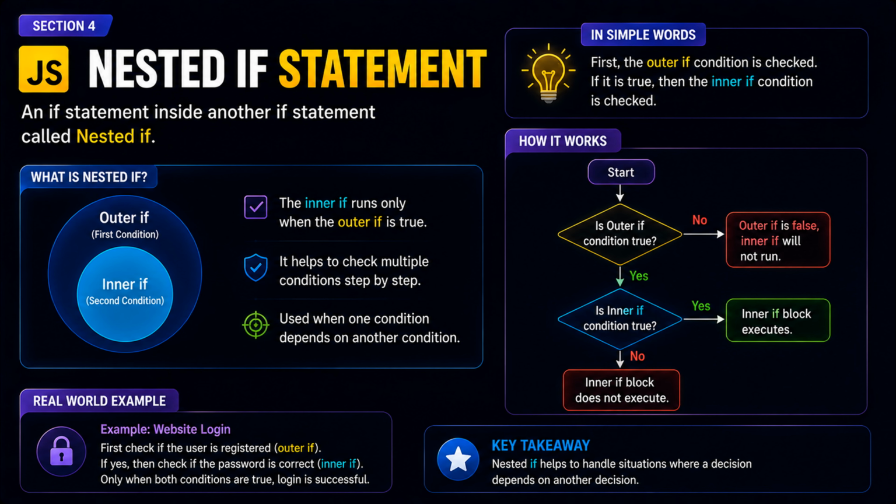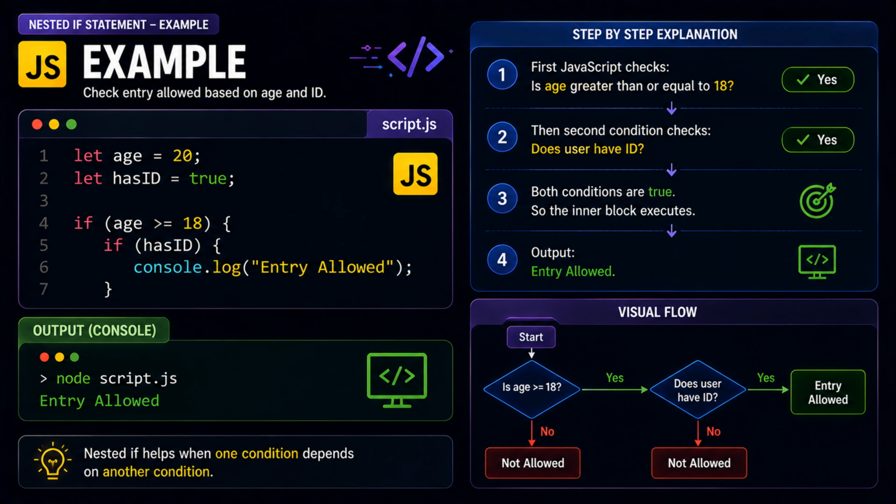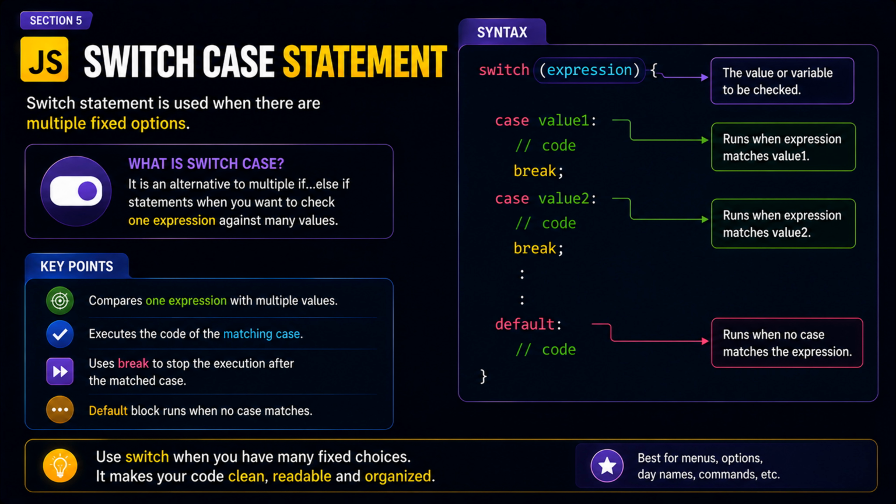Section 4, nested if statement. An if statement inside another if statement is called a nested if. Example: let age = 20; let hasID = true; if age is greater than or equal to 18, then if hasID, console.log entry allowed. First JavaScript checks, is age greater than or equal to 18? Yes. Then the second condition checks, does the user have ID? Yes. Output: entry allowed.